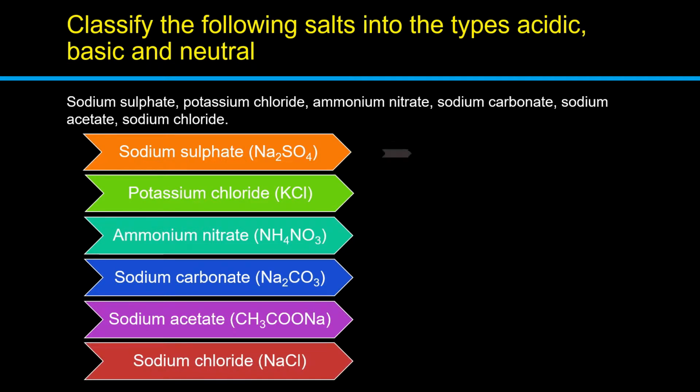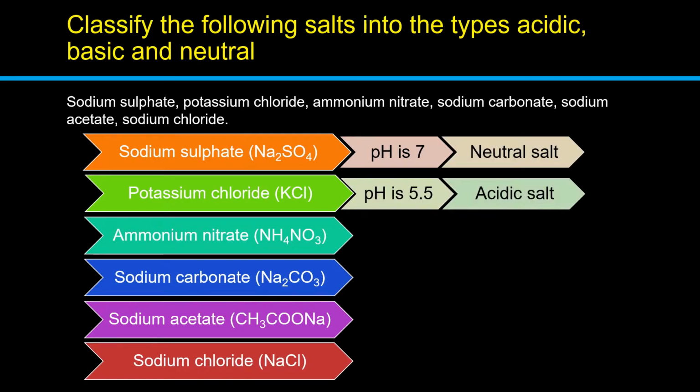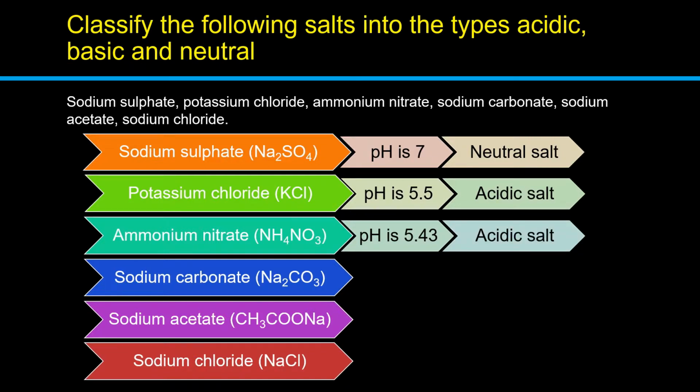First is sodium sulfate. The pH is 7. So, it is a neutral salt. Potassium chloride, the pH is 5.5. Yes, it is an acidic salt. Ammonium nitrate's pH is 5.43. So, again it is below 7. So, it is an acidic salt.